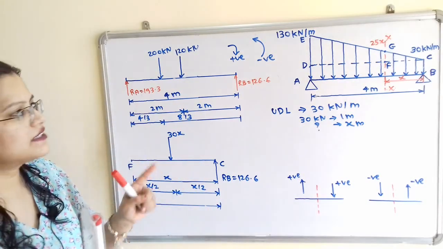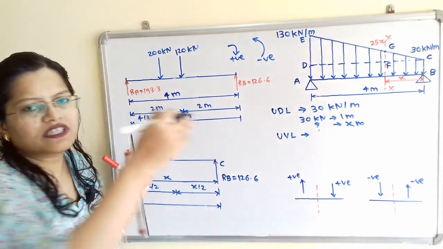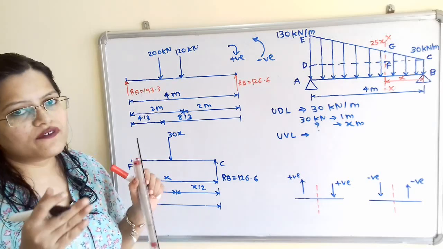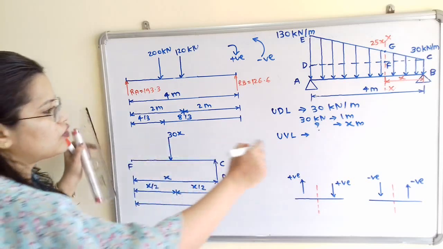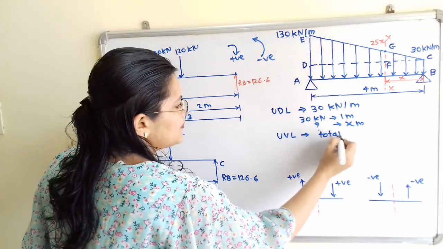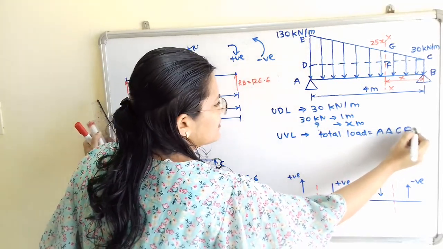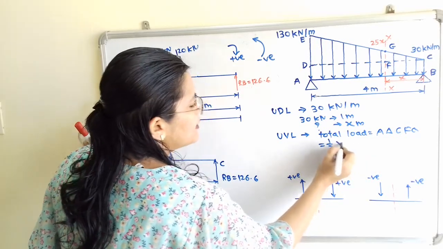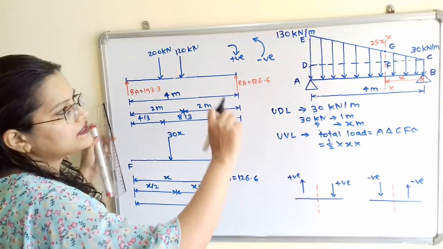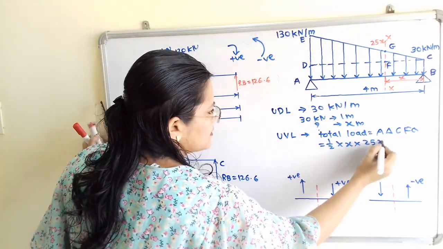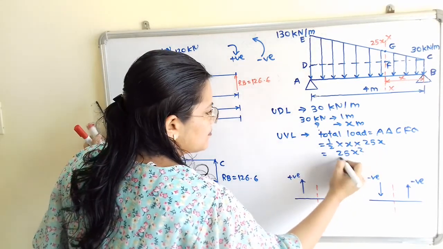Now we will move to the next, uniformly varying load. For this uniformly varying load, if we observe the triangle CFG, then the load varies from 0 up to 25x. So how to calculate the total load? The total load is equal to the area of triangle CFG, which is equal to half multiplied by base. Base is FC, that is x, multiplied by height. Height is FG, that is 25x. If we calculate this, then we will get 25x square by 2.